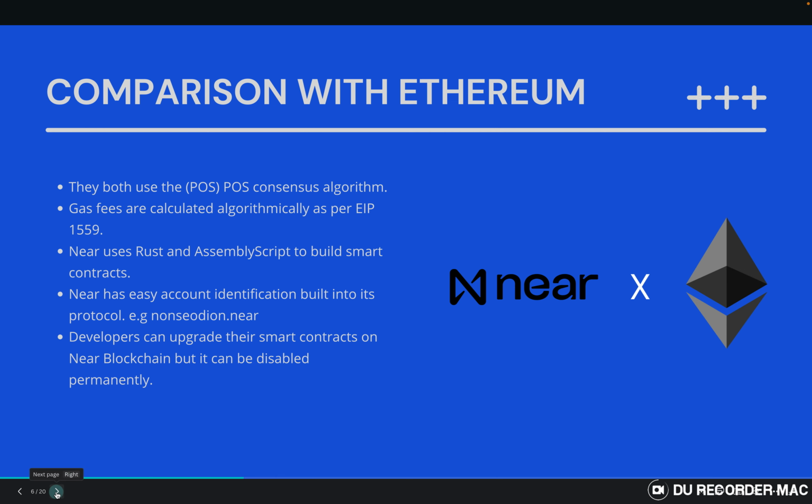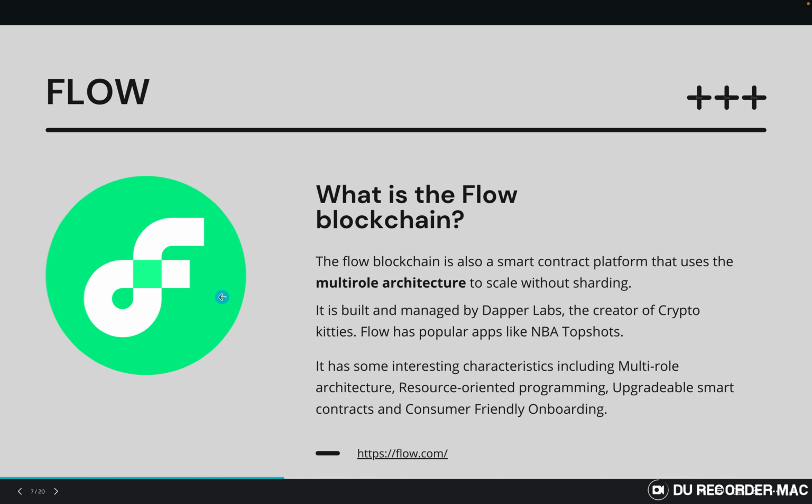So let's go on to, I think it's Flow next. Yeah, Flow. So the Flow blockchain. What is the Flow blockchain? The Flow blockchain is also a smart contract platform that uses the multi-role architecture to scale without sharding. So it doesn't use sharding, unlike NEAR. If you remember, NEAR uses sharding, and we talked at length about what sharding is. But the Flow blockchain does not use sharding. This is a multi-role architecture. So I'm going to talk about this multi-role architecture.